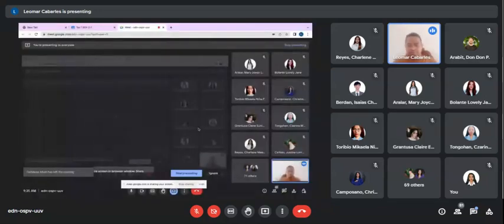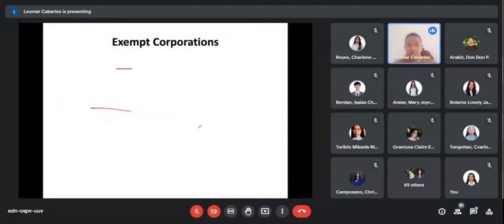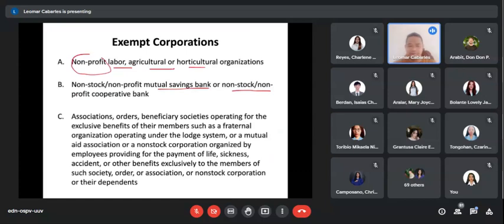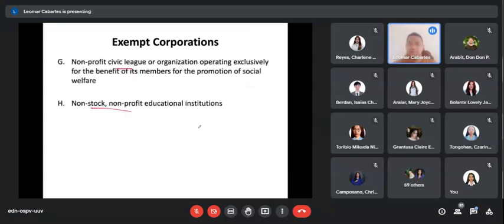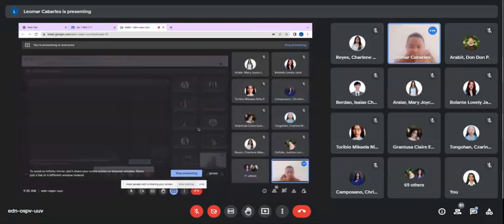So, ganito class, no? In reality, if you are a non-stock, non-profit corporation, and you are claiming that you are exempt from income tax, kailangan ipipinpoint mo kung anong letter ka dito. So, letter A ka ba, letter B, letter C. If I'm not mistaken, this is under section 30 ng tax code natin. So, nilalagay yan dun sa income tax return.